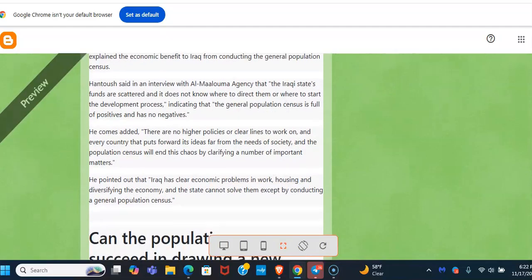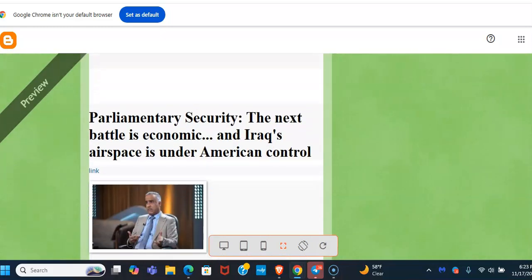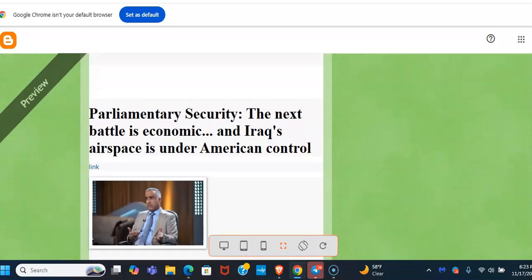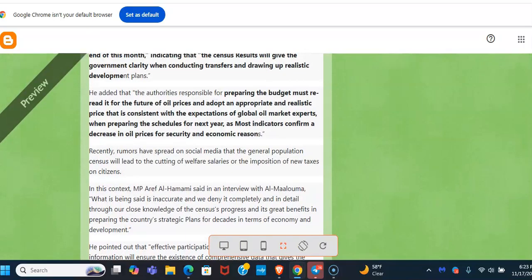Okay, and then here, these are some articles about the census. And now all of a sudden, there's all these, oh, the census is going to help our economy. So if you want to read those, you can. But it basically, here, I'll read this. The authorities responsible for preparing the budget must reread it for the future of oil prices and adopt an appropriate and realistic price that is consistent with the expectations of global oil market experts.